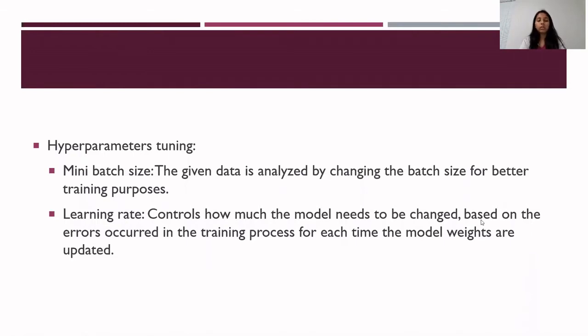Another way of improving the training process is the learning rate. The learning rate changes itself during the training process, and it controls how much the model needs to be changed once a whole cycle of training completes. Each time the training completes, the model weights are updated, and the learning rate decides, based on the errors and the model weights, how to change the model for a better outcome.